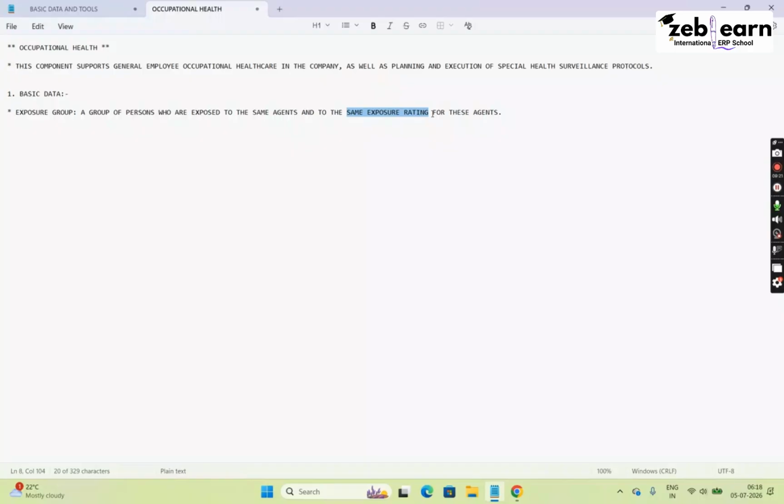And that kind of a group is called an exposure group. One example I gave you: DG technicians working in the DG room, they are exposed to noise hazard equally. Similarly, a group of employees who are working, let's say, what example can I give you? A group of painters, for example. When five people are doing the painting work, it's a spray painting.